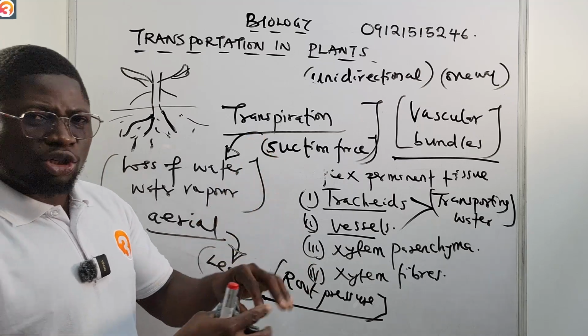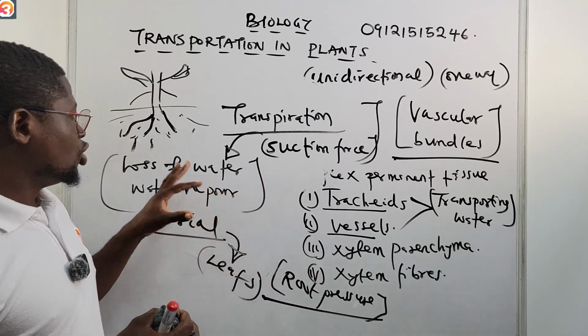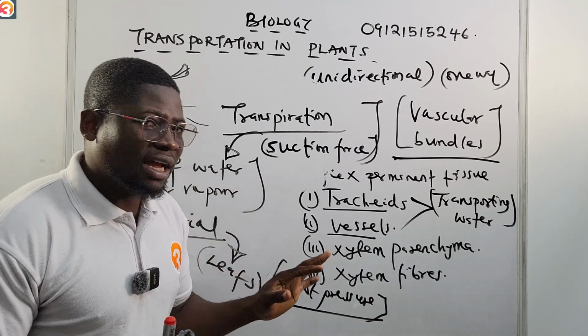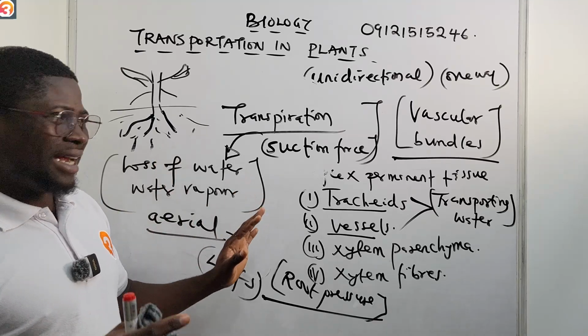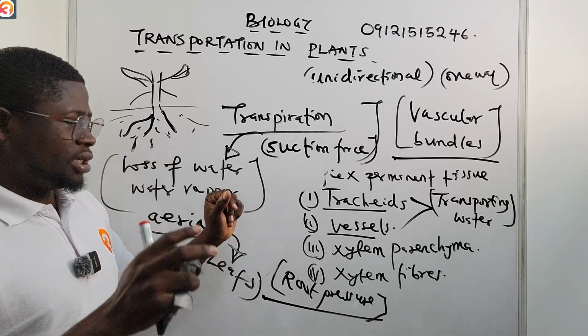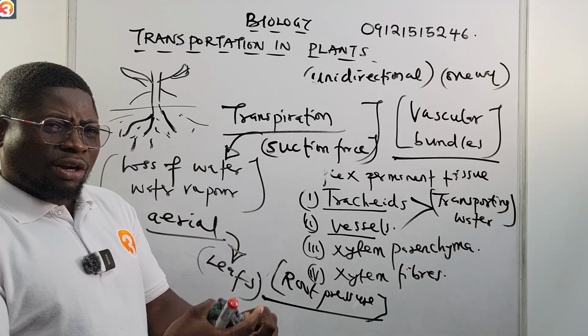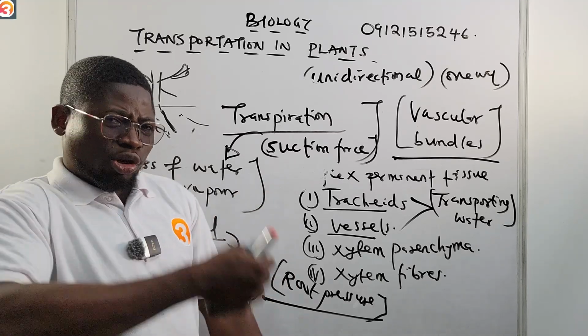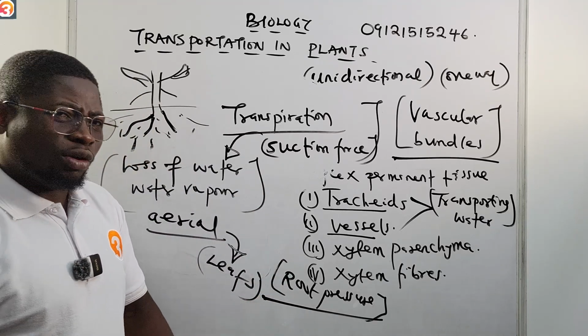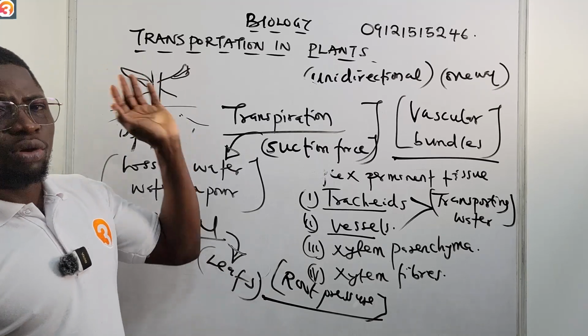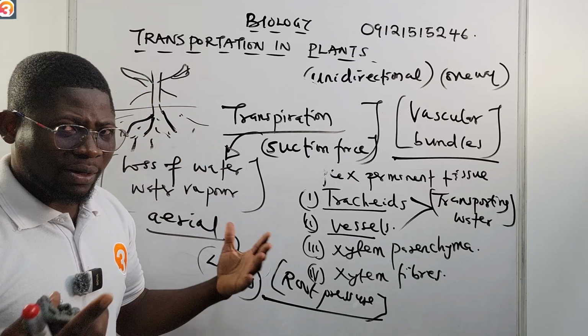Okay, that's how transpiration happens. So loss of water in the form of water vapor from the aerial part of the plant, that is the leaves, that is transpiration that I'm talking about. It kind of sucks the water and then takes it to the upper part of the plant.